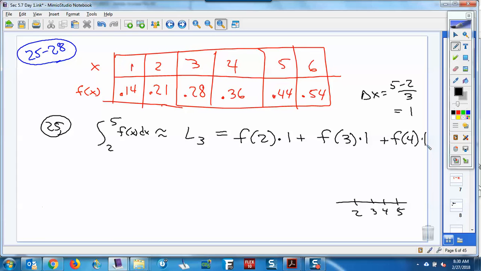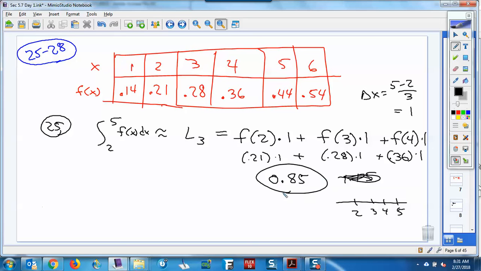I've got equal width intervals. My width is going to be 1 because the integral goes from 2 to 5. My first left edge is going to be 2, so I'm going to start there since these are lefts. And now I would say, what's f of 2? Oh, I have a table. Okay, it's 0.21 times 1 plus 0.28 times 1 plus 0.36 times 1. And then I add those up. 49, 70, 85. 0.85.